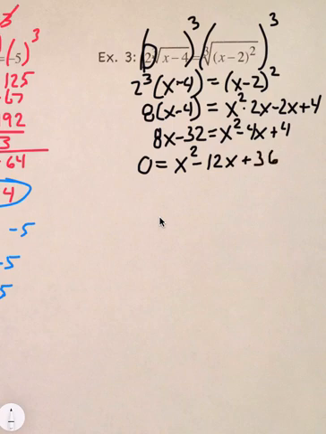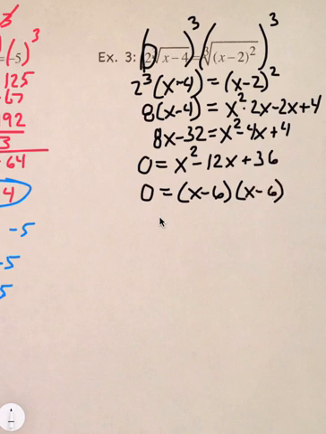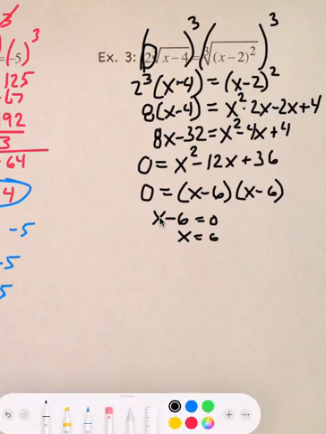So if you look at that, using the A times C method, what two numbers multiply to be 36 and add up to negative 12? Well, we're left with x minus 6 times x minus 6. We set those equal to 0. When x minus 6 equals 0, we know that x is equal to 6. So let's check x. Does x equal 6?